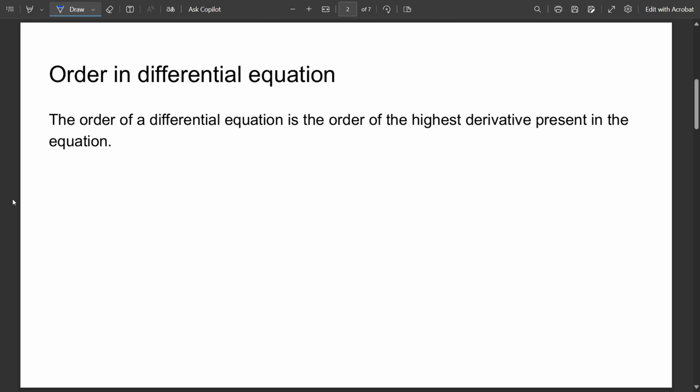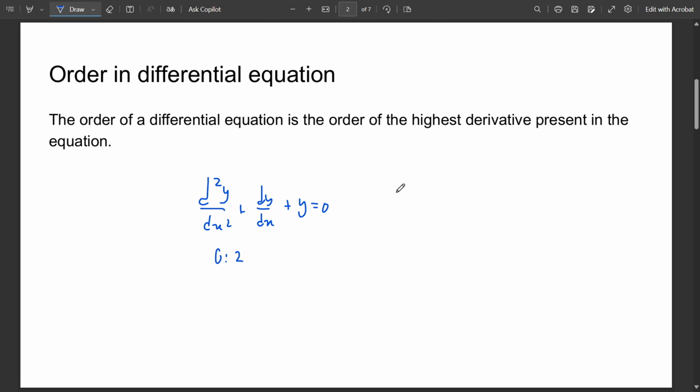The order. The order of a differential equation is the order of the highest derivative present in the equation. So let's say we have a second order differential equation: d squared y by dx squared plus dy by dx plus y equals 0. To determine the order, we have to look at the highest derivative. So the order is 2. In this differential equation, the highest derivative is d squared y by dx squared, so the order is 2.